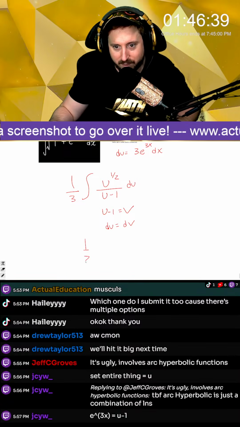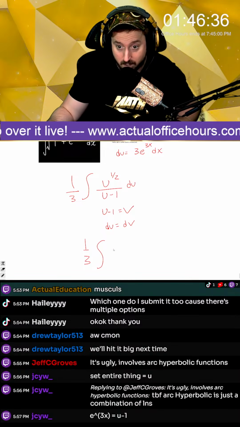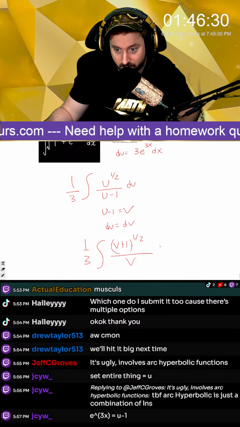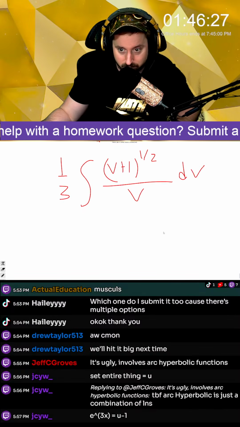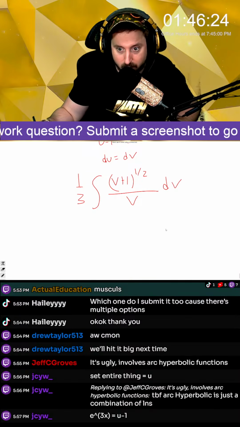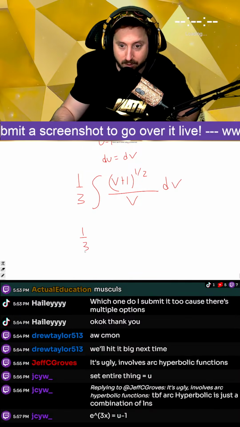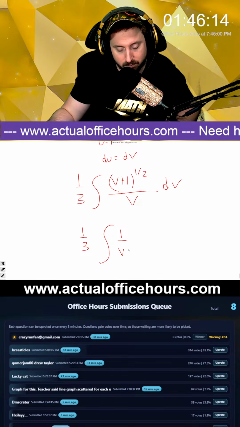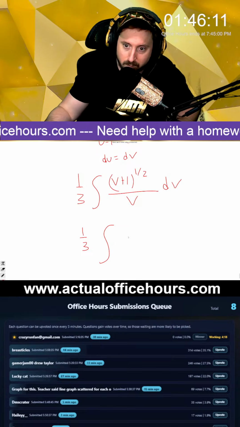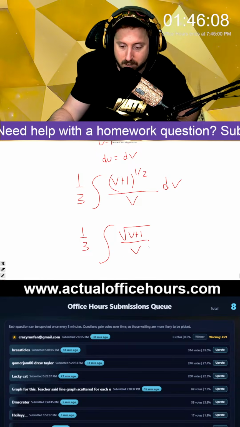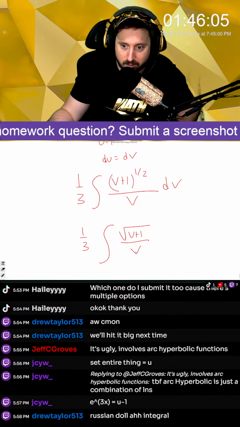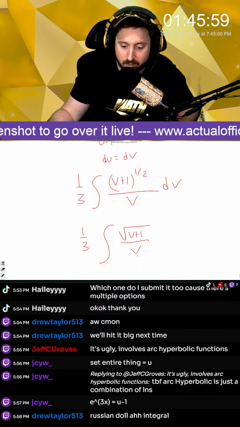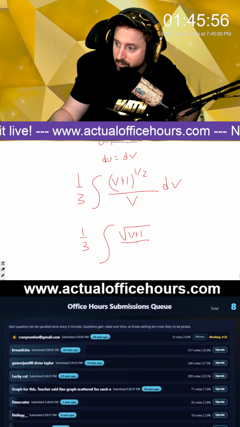Okay. So then that's 1/3 integral of v plus 1 to the 1/2 all over v, and then dv. Oh, I see, because then I'm gonna bring this thing inside. So then that's 1/3 integral of 1 over v to the 1/2. Wait, can I do that? No, sorry. It'd be the square root of v plus 1 over v. I can bring this inside, right? It would be 1 over v plus 1 over v squared. I don't think that works out well.